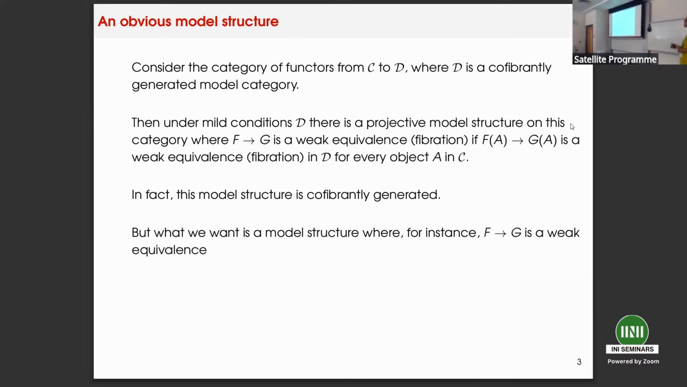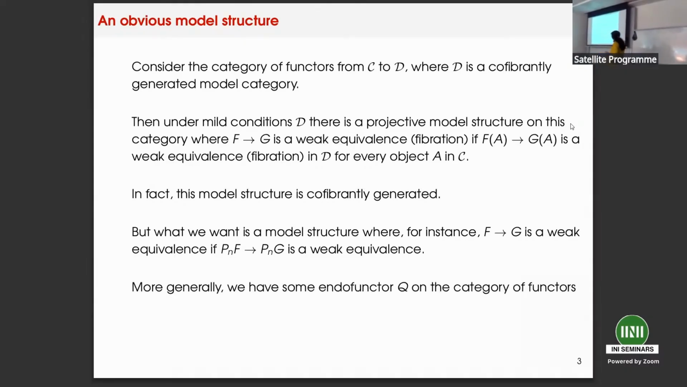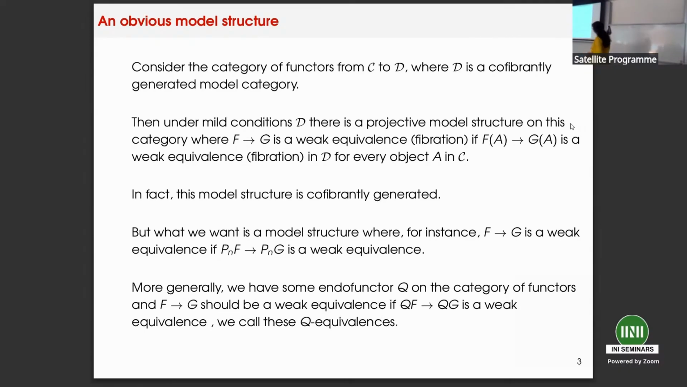Okay, but remember I said we want a model structure where, if F to G is a weak equivalence, then the induced map on the n-excisive approximations or the degree n approximations happens to be a weak equivalence. So in this situation, basically I have some functor Q, which is an endofunctor on Fun(C,D), which I want to have the property that F to G is a weak equivalence if QF to QG is a weak equivalence. And we can call these Q equivalences.